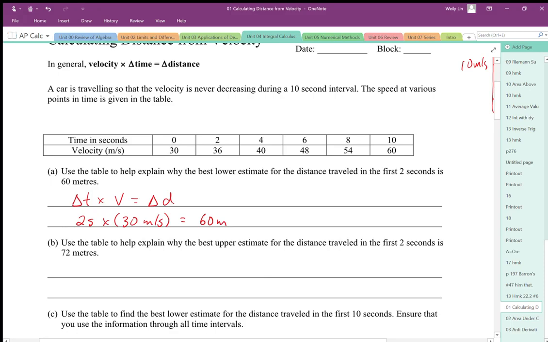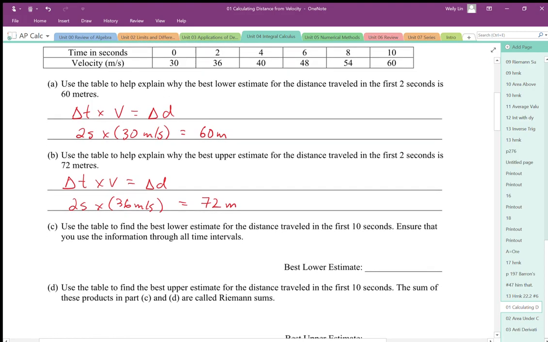Then if we take a look at the very maximum it can be, because it's always increasing, the max must be at the end of the 2 seconds. Doing the same thing, the change in time times the maximum velocity gives us our best upper estimate: 2 seconds times 36 meters per second, and we get our best upper estimate as 72 meters. So we know it's somewhere in between. It can't be less than 60, and it can't be greater than 72.